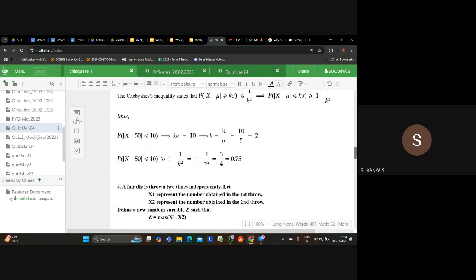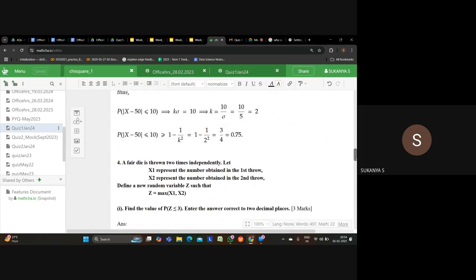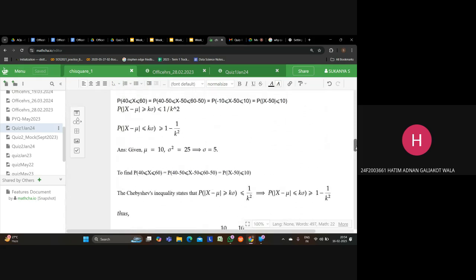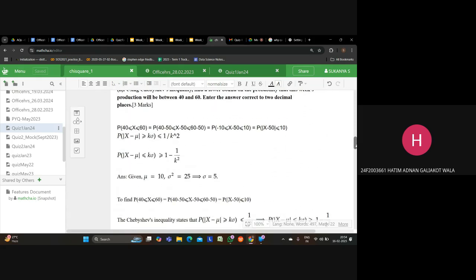Hopefully no. Next question. Ma'am, you stated the Chebyshev equation upside, that P of 40 less than or equal to X less than or equal to... Ma'am, how to state that? Can you show it once again?